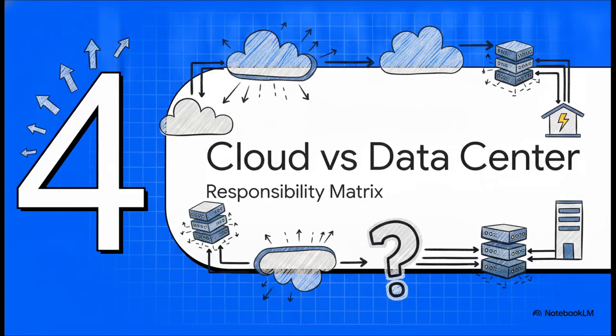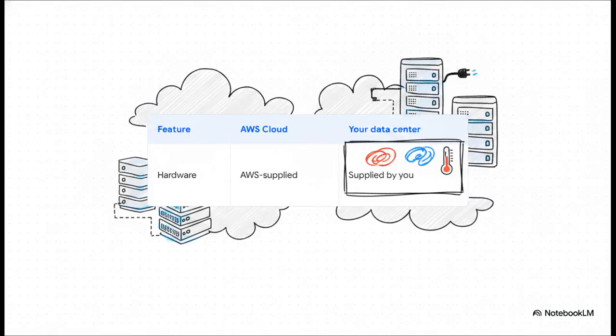So let's look at how this physical location actually changes who does what. It's time to compare cloud versus data center responsibilities. When you actually look at the physical realities of these deployment locations side by side, the operational shift is pretty stark. I mean, if you deploy in the AWS cloud, the hardware is obviously AWS supplied. They rack it, they stack it, they pay the electric bill.